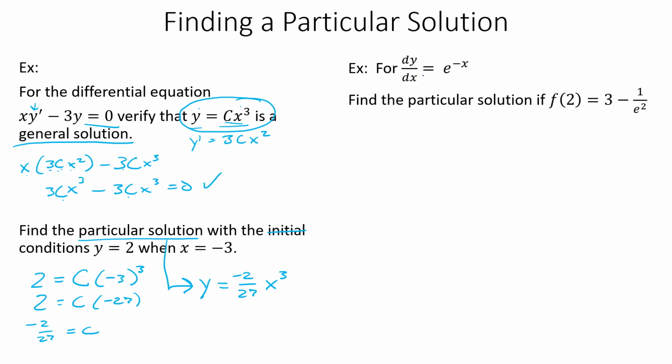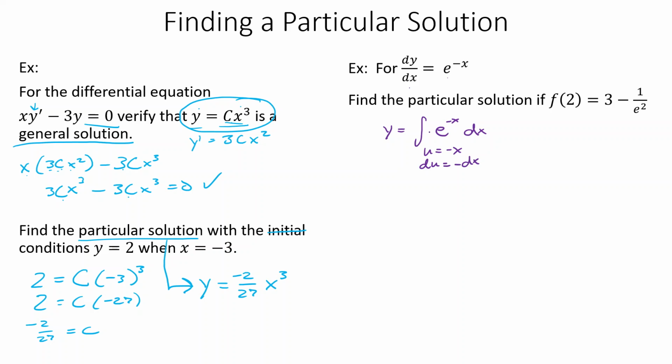Let's go to purple. All right, now we're told that the derivative of some function is e to the negative x. Find the particular solution if f of 2 is 3 minus 1 over e squared. Well, if the derivative is e to the negative x, that means the original function must be the integral of e to the negative x with respect to x. All right, we're just going up a function. So if we integrate this, technically we would do substitution.